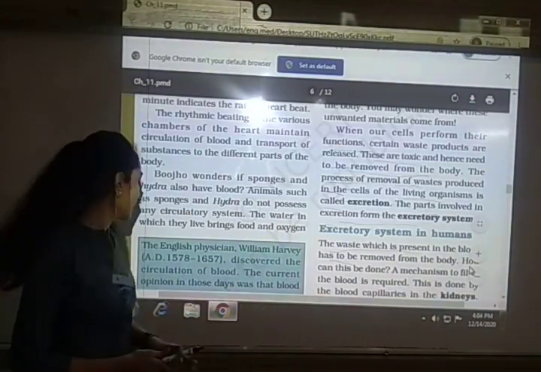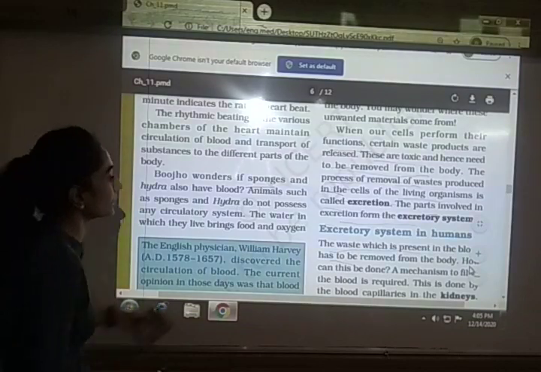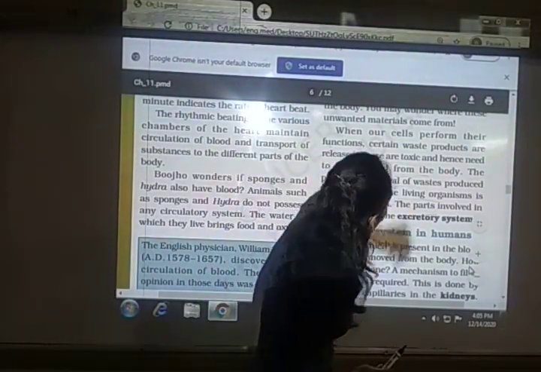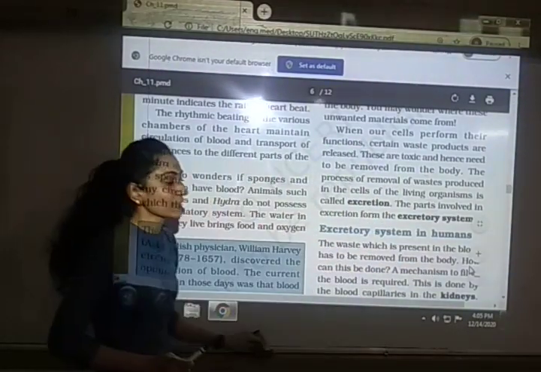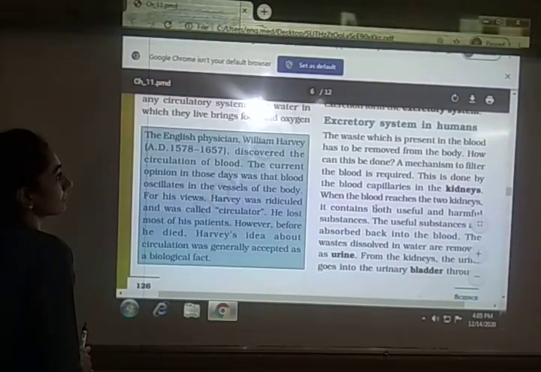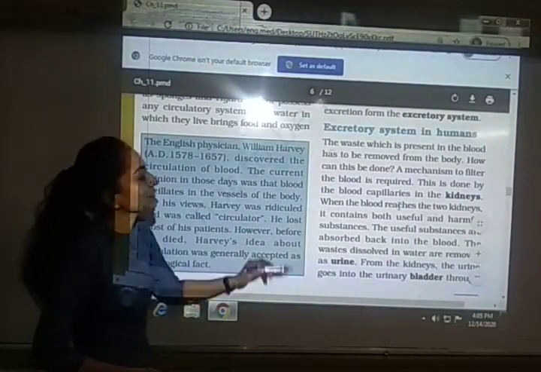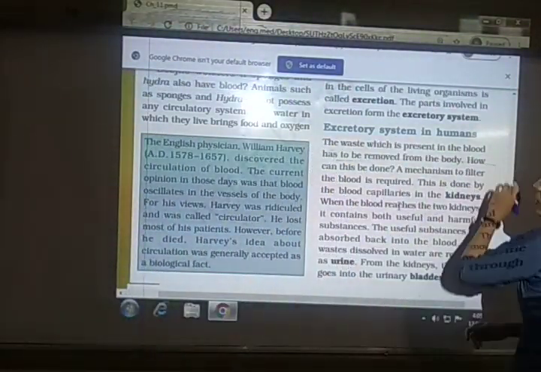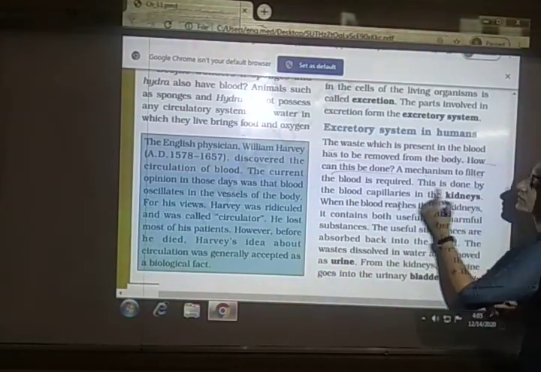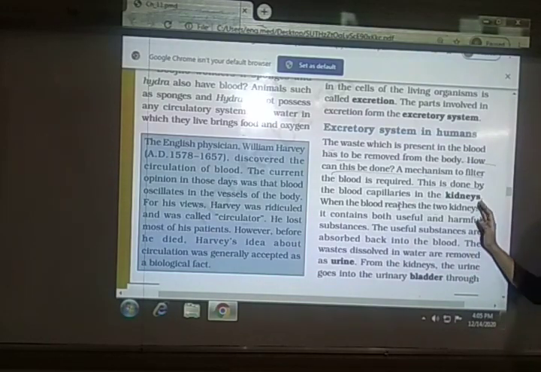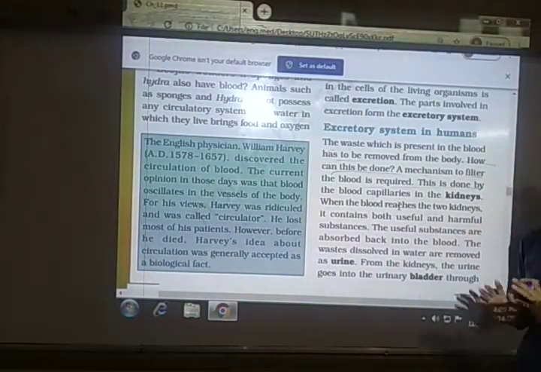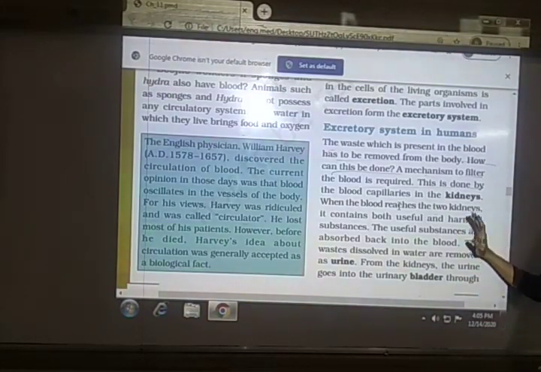So now let me see the excretory system in the human being. What is the excretory system, how is it working, and what are the different parts of this excretory system? The waste which is present in the blood has to be removed from the body, and how can this be done? A mechanism to filter the blood is required. We know that through the blood, these waste products or different substances are transferred from one body part to another body part.